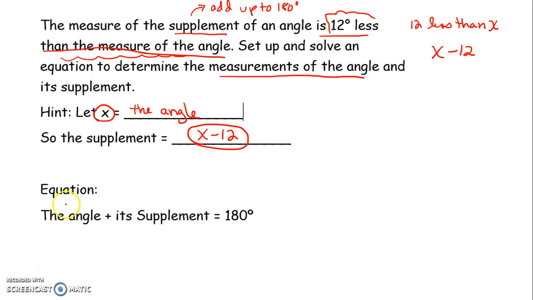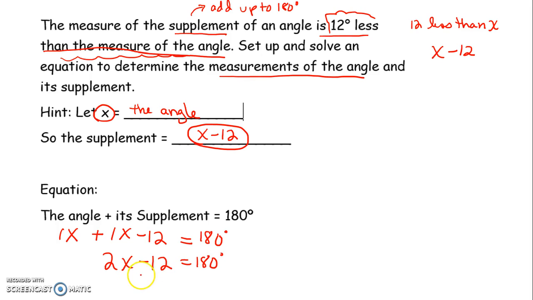To get the equation, they're supplementary, so they have to add up to 180. We'll take the angle plus its supplement and get 180. We chose to call the angle x, plus its supplement, x minus 12, and together those add up to 180 degrees. 1x plus 1x is 2x, still minus 12 equals 180 degrees.